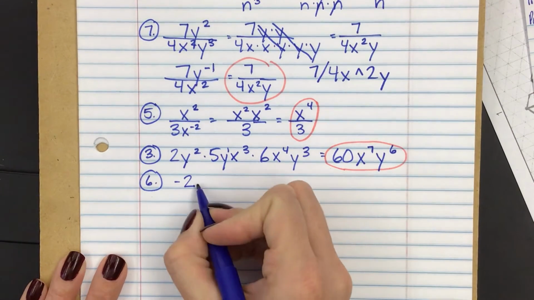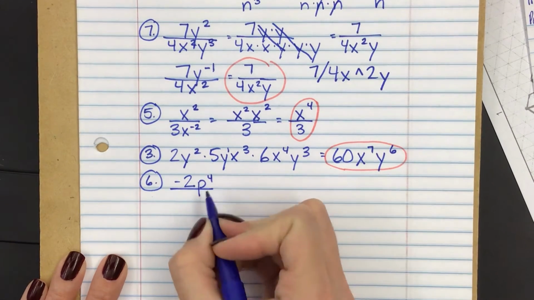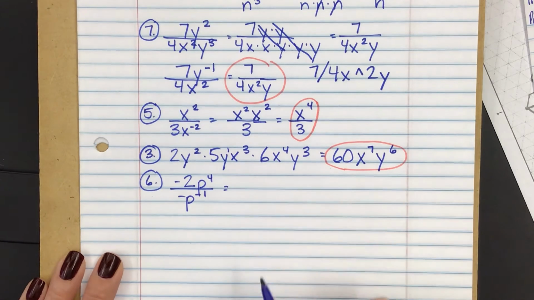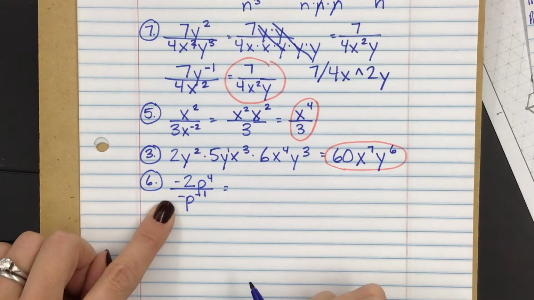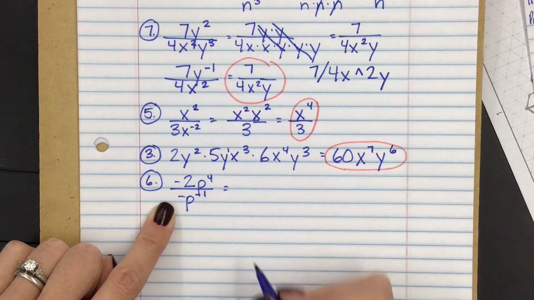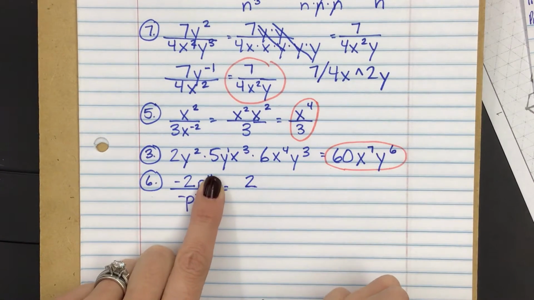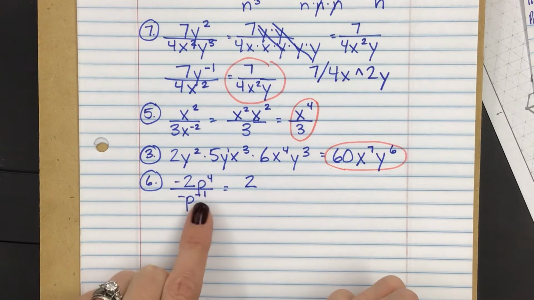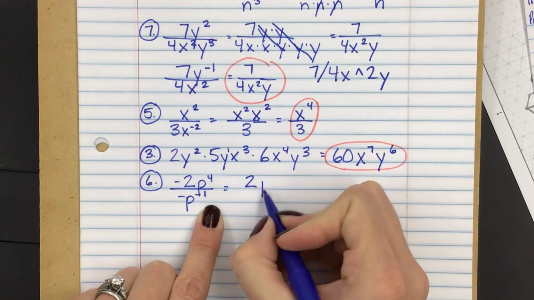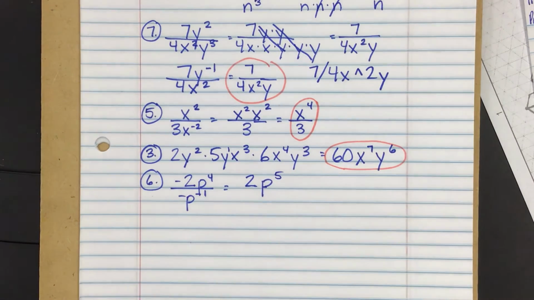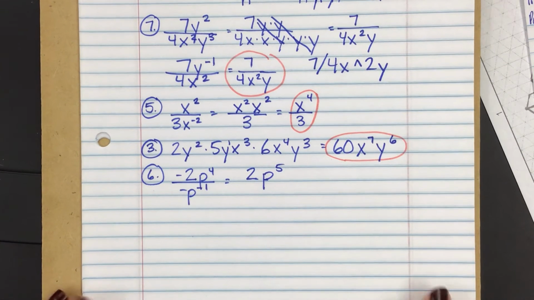Negative 2, p to the 4th, negative p to the negative 1. First of all, a negative divided by a negative is what? Positive, so we get positive 2. Then p to the 4th, so 4 minus a negative 1 is going to be what? There you go. Any questions on that one?